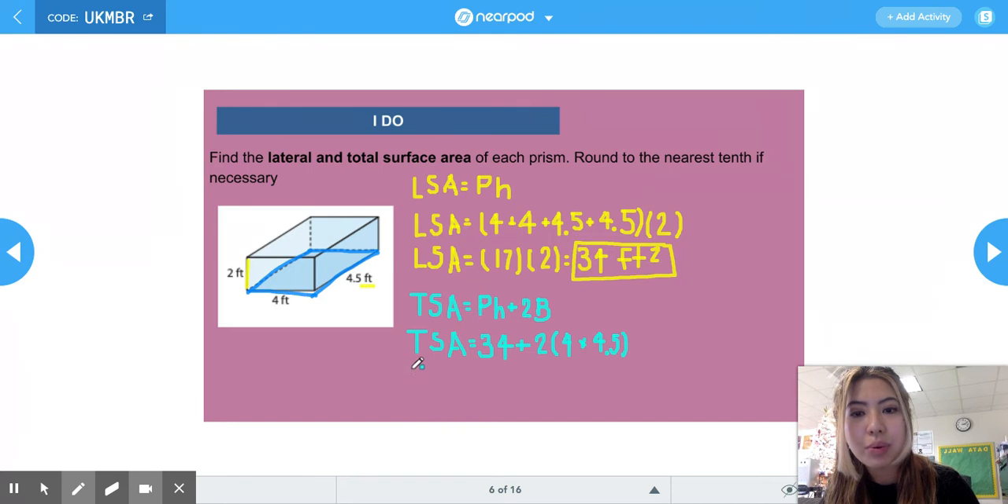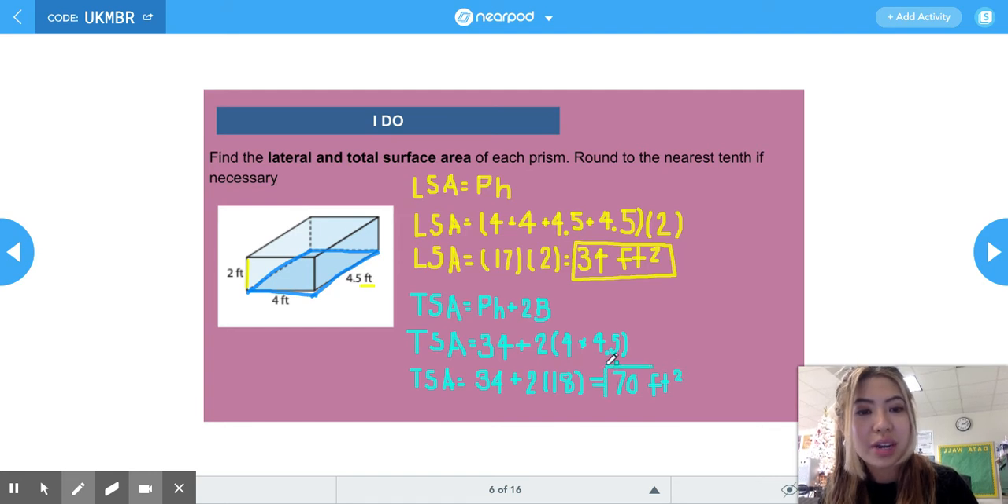According to order of operations, or PEMDAS, we have to do whatever is in the parentheses first. So before we can even add, I have to multiply. So 4 times 4.5 is 18. And then we have 2 times 18 plus the 34, which is equal to 70. And again, our units are feet squared.